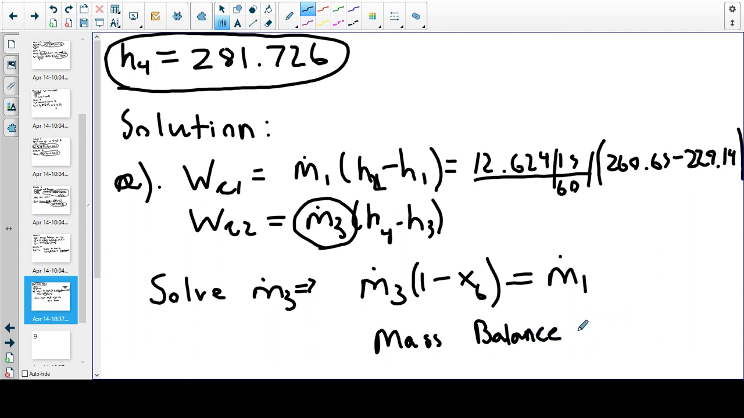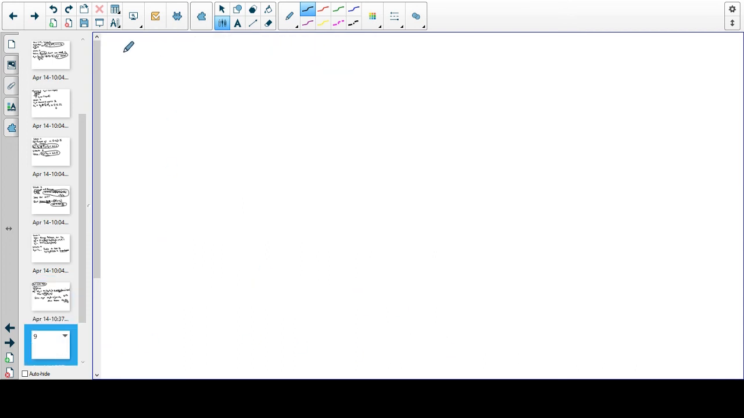And I wrote it as a mass balance. I'm not sure that's what it is. I think it's just percentages going in directions. And so what we're saying is that if you multiply by 0.1, that means the mass flow rate of 1 is whatever that turns out to be. Like, you know what I mean? It is a percentage of mass going one way or the other. And so we're solving for mass flow rate of 3.